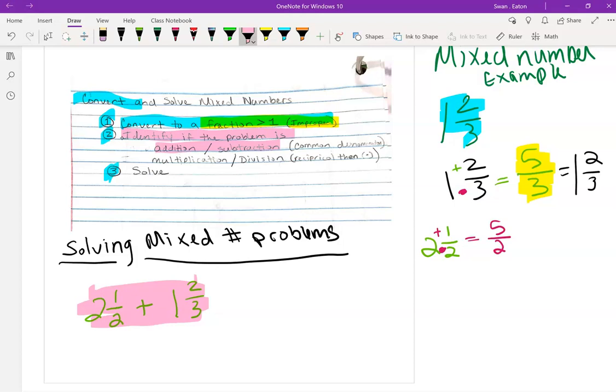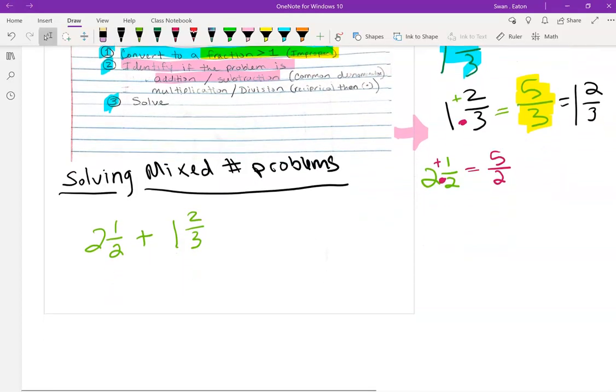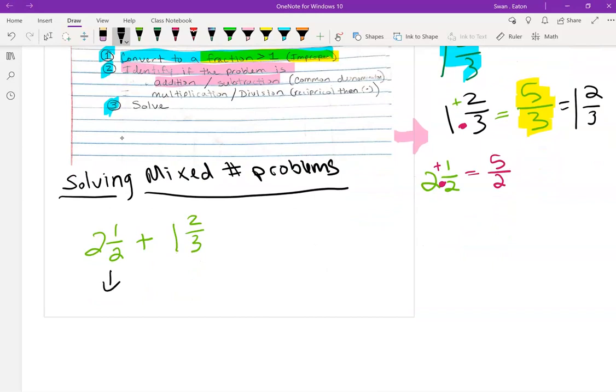So how are we going to do that? Well, first of all, we are going to convert them to a fraction greater than 1. And if you remember, we did that over here on the right. Remember? So 2 and 1/2 is 5 over 2. So this becomes 5 over 2. And you need to bring down the plus sign. And 1 2/3, as you can see up here, is 5 over 3.